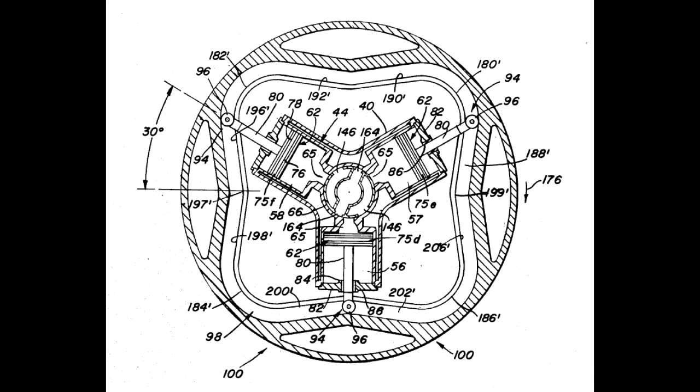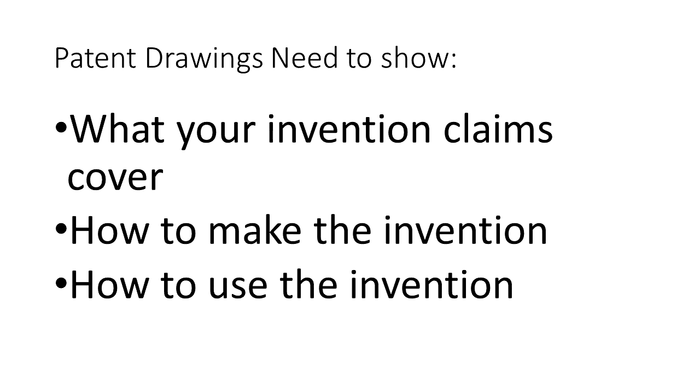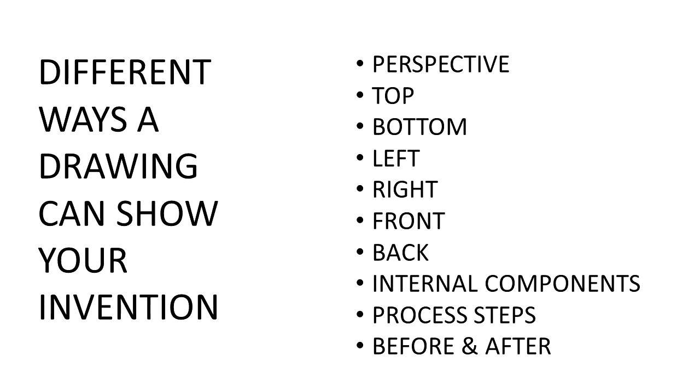A short episode doesn't give time to cover everything, but the goal here is to give you some insight into what those drawings need to show. And first and foremost, the drawings need to cover what you have claimed. But beyond that, they need to show how to make and use the invention. Basically, that is called enablement.